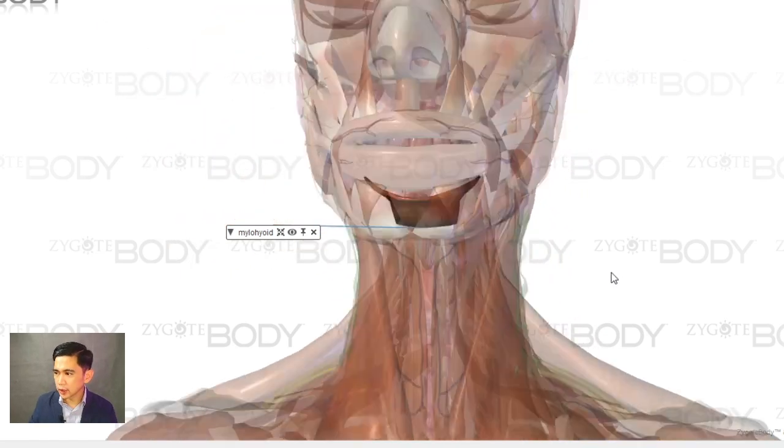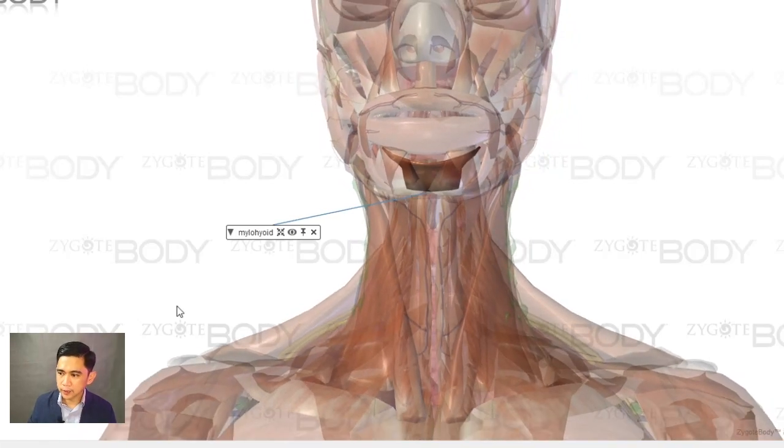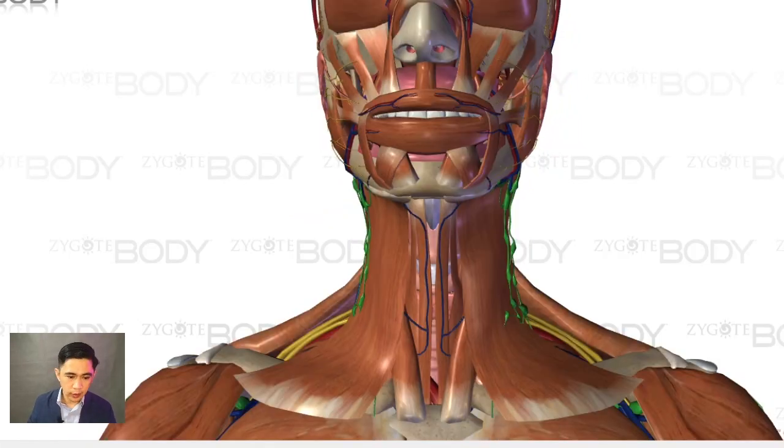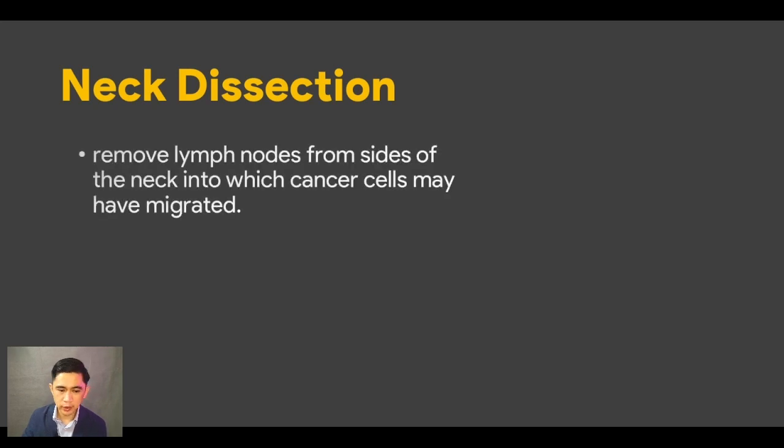So yeah, more or less we have discussed all the muscles in the neck. Now let's go back to our lecture. So we have removed the thyroid. We have separated it from surrounding structures. We have to take all the lymph nodes out because our patient has multiple lymph nodes.